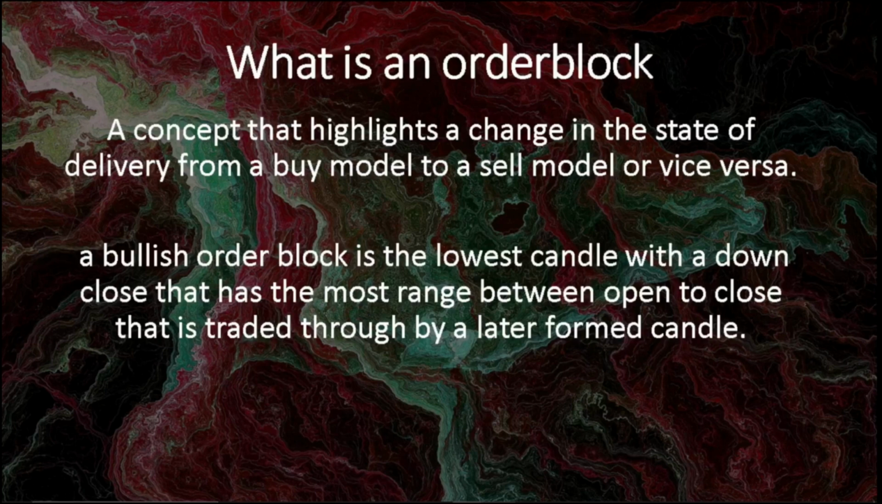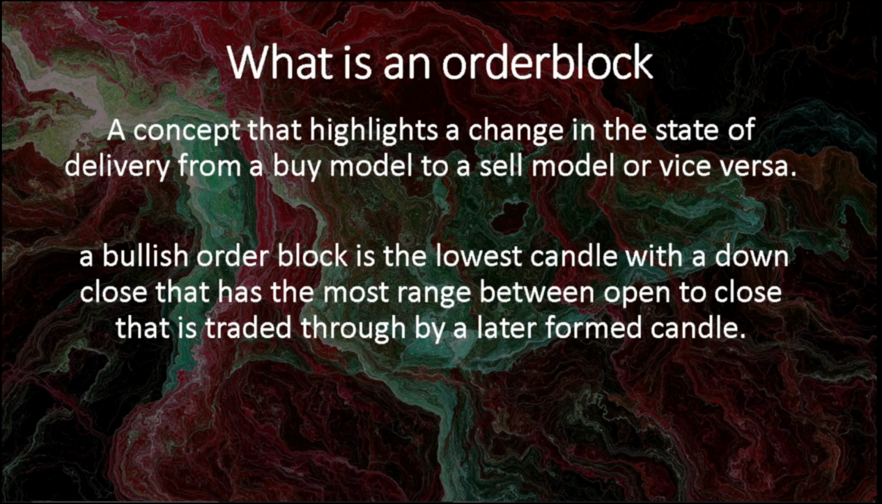What is an order block? An order block is a concept that highlights a change in the state of delivery. So it highlights the change from a buy model to a sell model or vice versa. So it could be from a sell model to a buy model. This might not make sense now, but trust me, as soon as we get into the charts, it's going to make more and more sense.